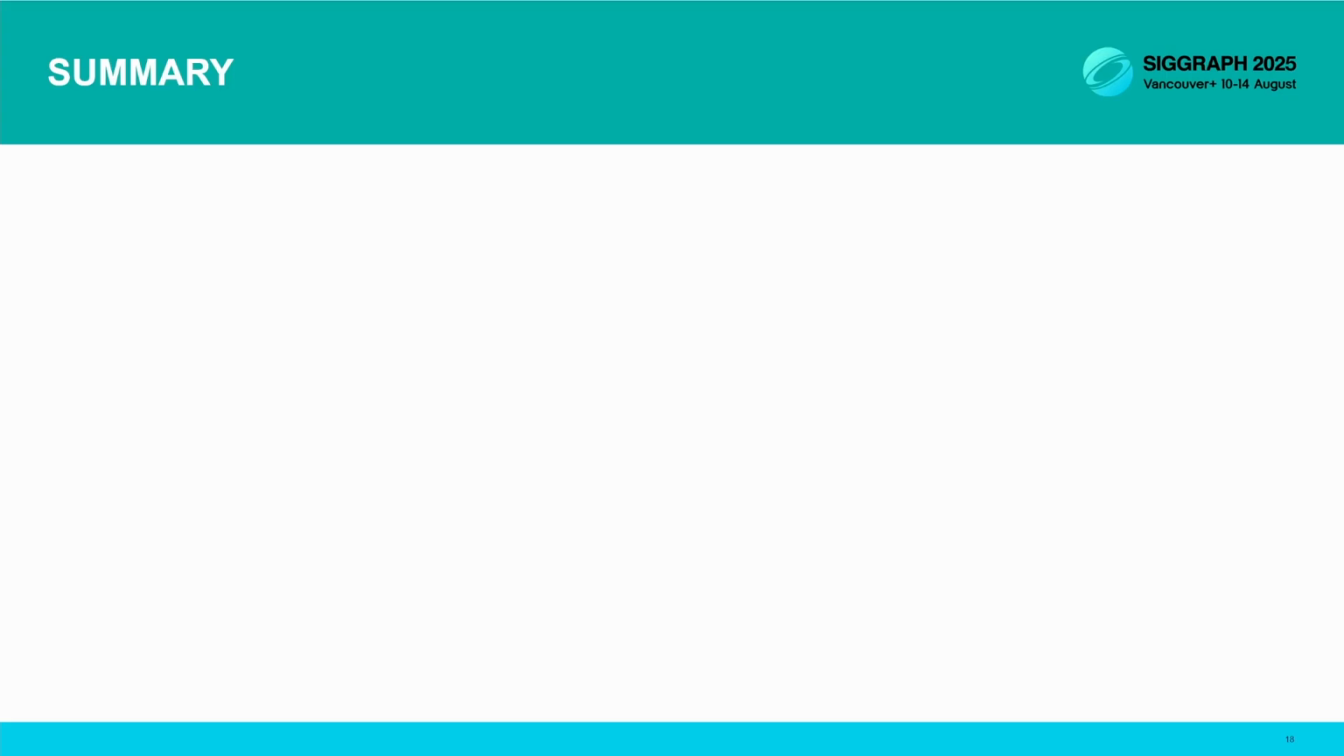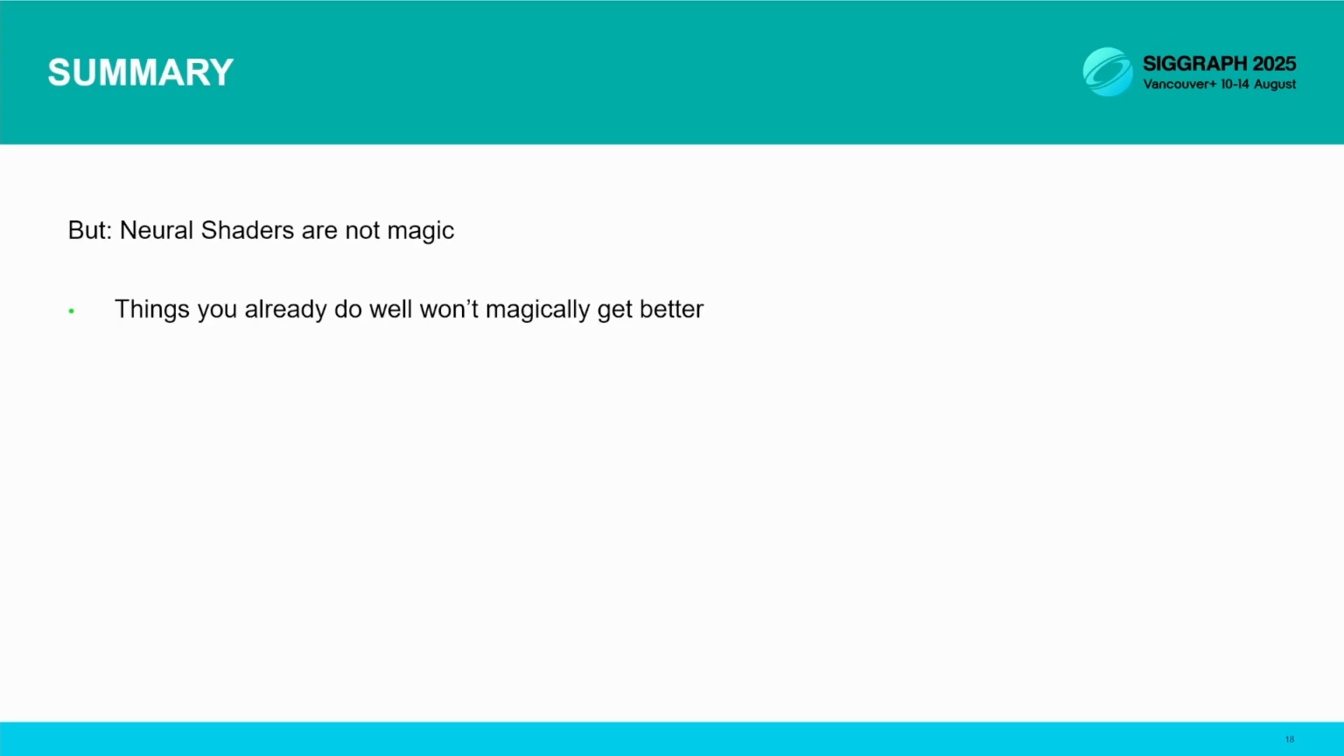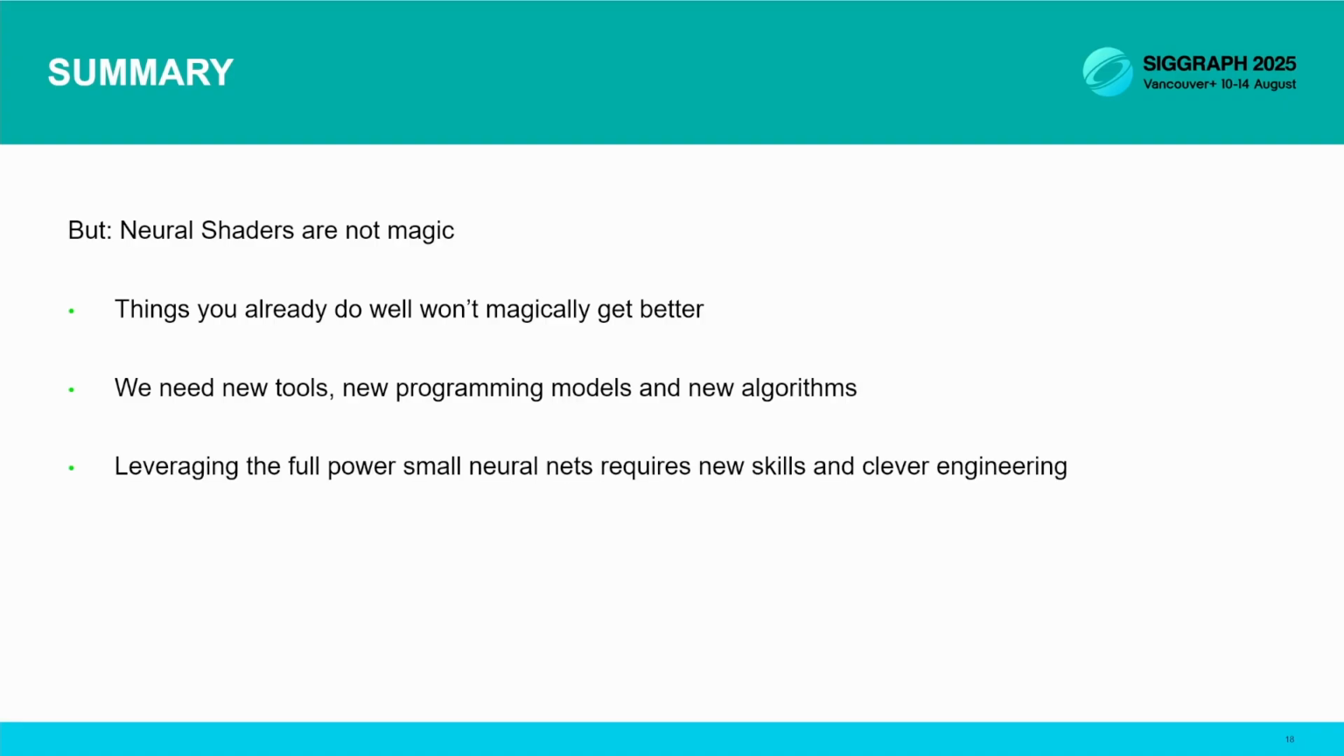Now, of course, this is not going to magically make everything better. Problems that you are already solving well or for which you know an exact solution are not going to automatically improve if you throw a neural net at it. And you need to think carefully about where they might be useful. And much like any new thing in graphics, you'll need new tools, new programming models, and new algorithms. And you might need to acquire some new skills and do clever engineering to make full use of them. And so to help you get started with that is exactly what this course is about.